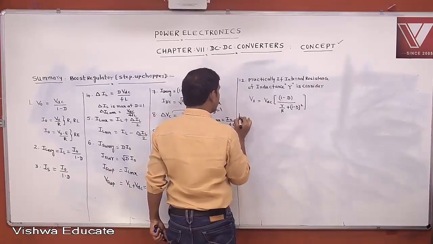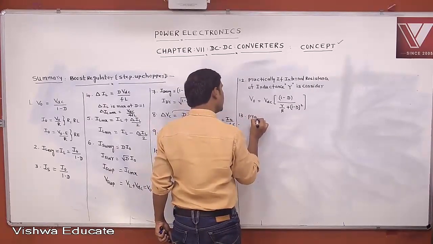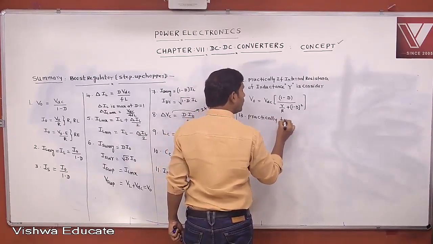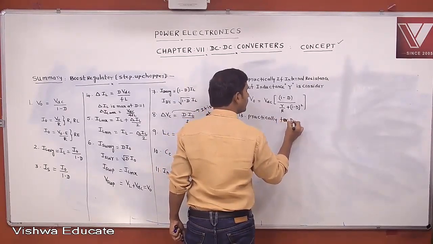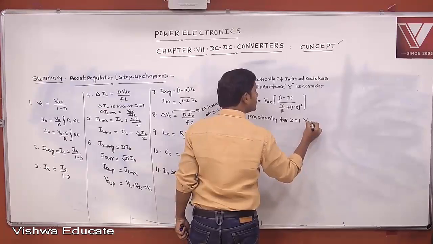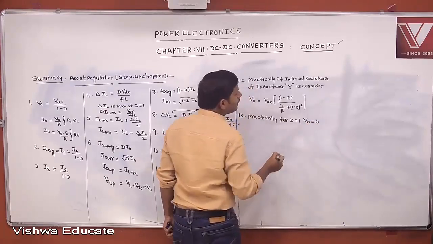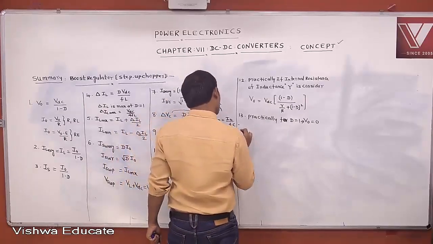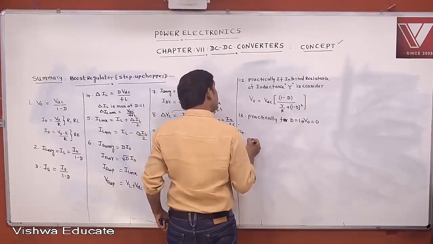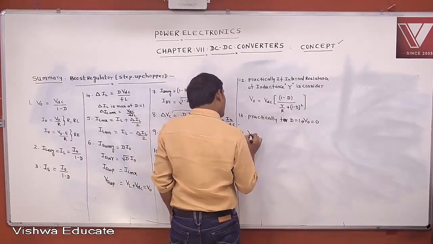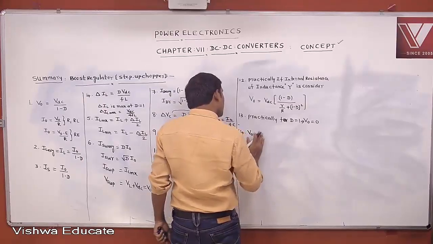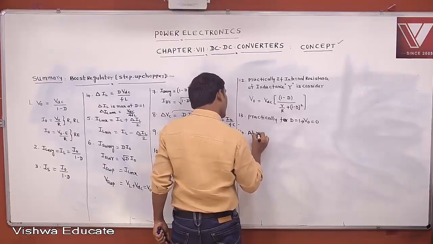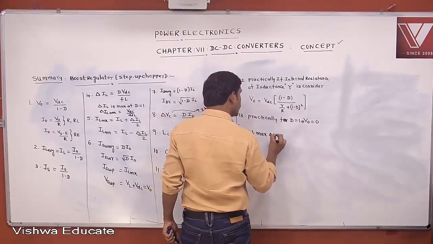Practically, in the boost converter, for D equal to 1, what is V naught? It is 0. For D equal to 1, V naught equals 0. Then V naught is at maximum average output voltage.